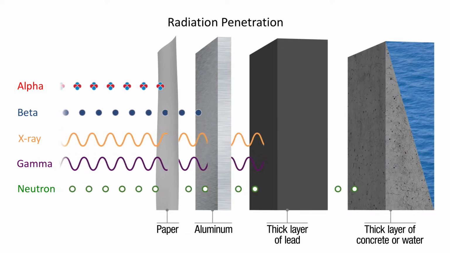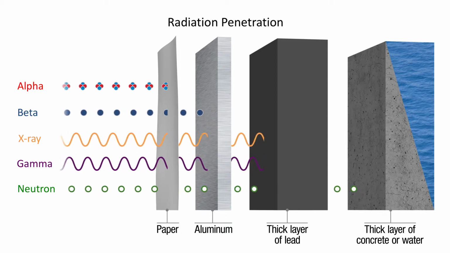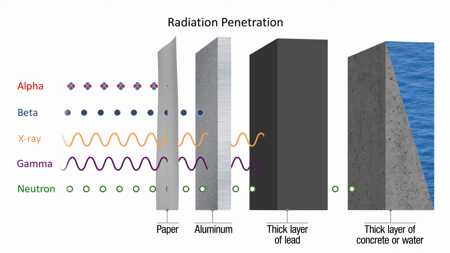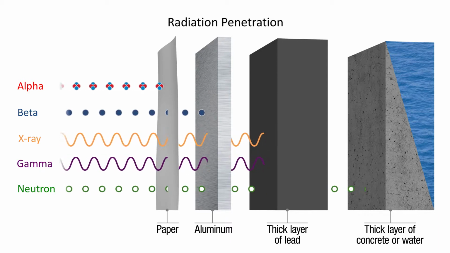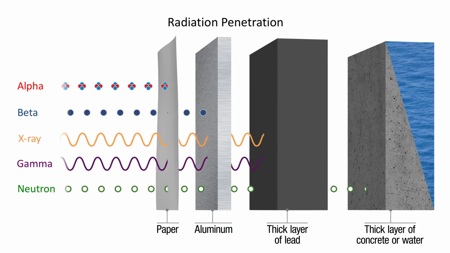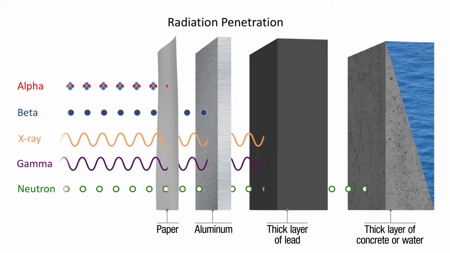Sometimes we want to block radiation and stop it from moving. For example, when you get a dental X-ray, you might be covered by a lead blanket. That blanket stops the X-rays from hitting other parts of your body. Just like different types of radiation have different amounts of energy, they also have different sizes. These differences mean that different types of radiation are easier or harder to block.